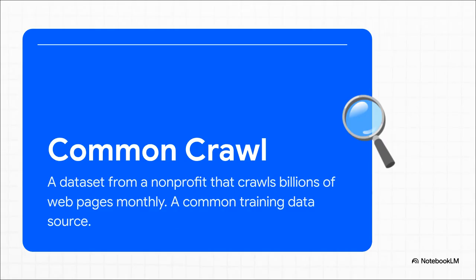The main ingredient for pretty much every major AI model out there is a dataset called Common Crawl. And it's exactly what it sounds like. A nonprofit organization crawls billions and billions of web pages every month and just makes all that data available to the public. You can think of it as the ultimate bulk food store for the entire internet.